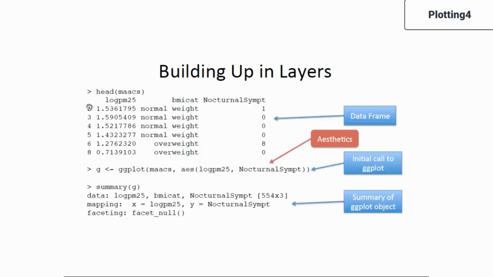So building up in layers. This is the data frame: the BMI category, weight, overweight, and the log of PM25 and nocturnal symptoms. So this is how the graph was constructed. Aesthetics is the look and feel. g equal to ggplot of the data frame, comma aes of log PM25, comma nocturnal symptoms. So the summary of g gives log of PM25, BMI cat, nocturnal symptoms mapping. X-axis was log of PM25, y is nocturnal symptoms, faceting is facet null. So this is a summary of the ggplot object.